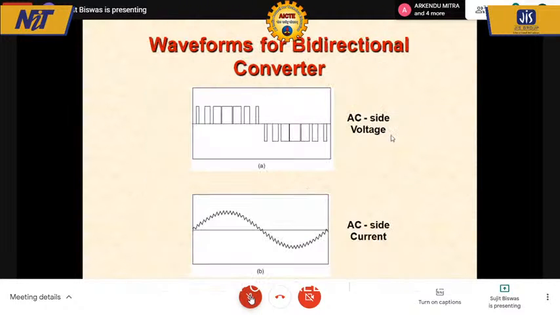You can look at the AC side voltage waveform. It's a PWM waveform, and the AC side current is a zigzag current that goes through. It has a lot of harmonics, so we are still injecting harmonic currents into the system. So the system has harmonic currents.